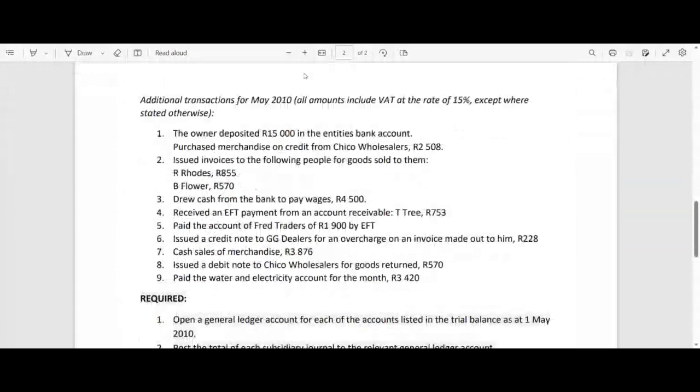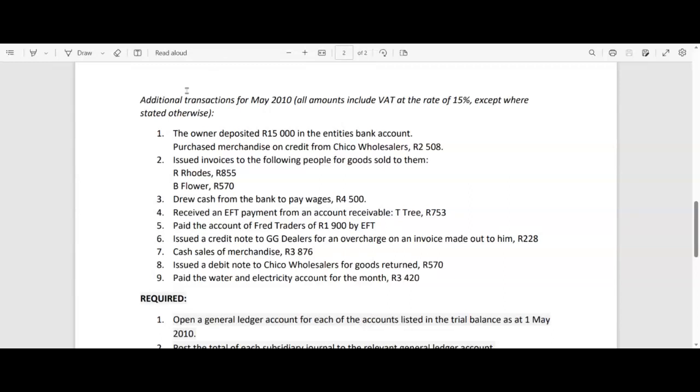That's better. Okay, so let's start with that one. The owner deposited 15,000 rands into the entity's bank account. Now I want you to participate, ladies and gentlemen. I want us to do this together. I want all the solutions and all the answers coming from your side.